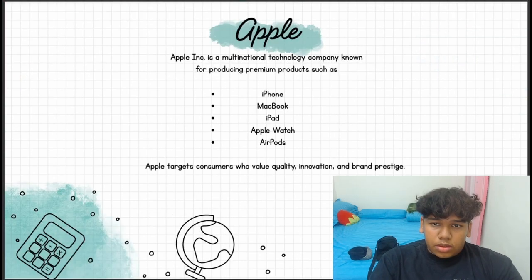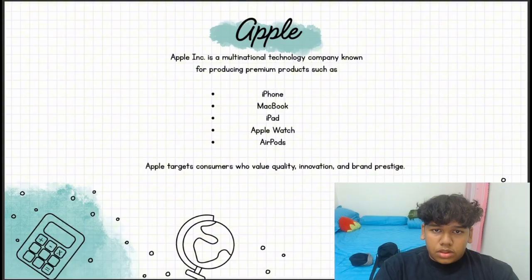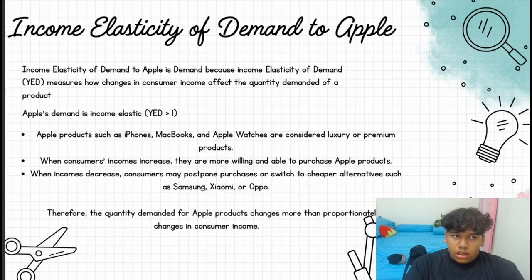Next is about my company. My company is Apple. Apple is a multinational technology company known for producing premium products such as iPhone, MacBook, iPad, Apple Watch, and AirPods. And next is income elasticity of demand for Apple.